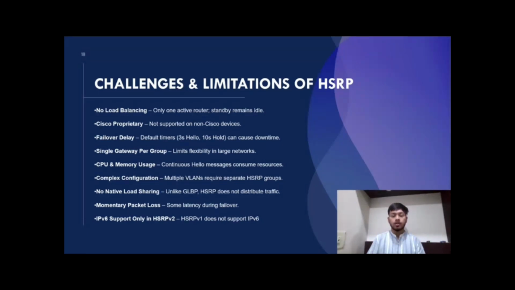Complex configuration. Multiple VLANs require separate HSRP groups. No native load sharing. Unlike GLBP, HSRP does not distribute traffic. Momentary packet loss. Some latency during failover. IPv6 is supported only in HSRP v2. HSRP v1 does not support IPv6.